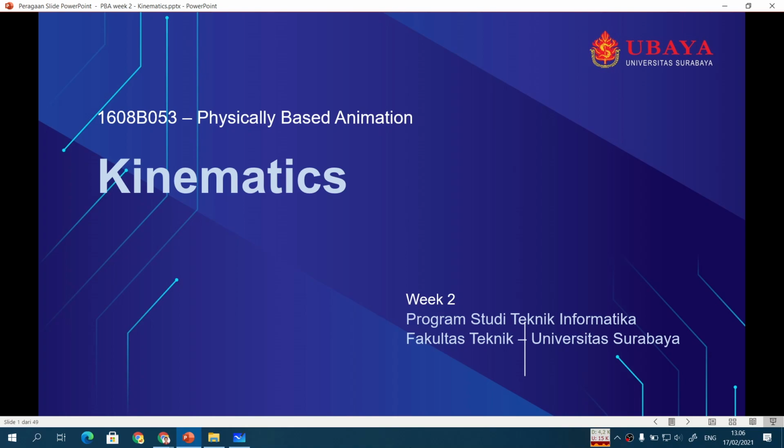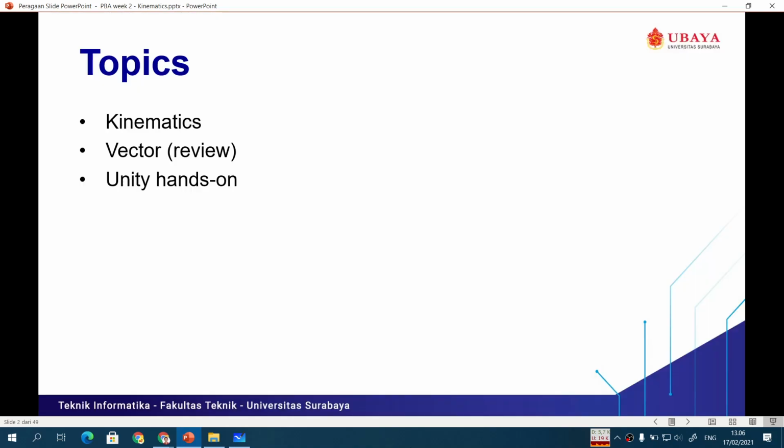Okay, so for today, we will talk about kinematics. This is part one of the second part, part two of kinematics. Today we will talk only about the GLB, if you remember from your high school physics class. We will talk about kinematics, then review a little bit about vectors, and for the last part, it's a Unity hands-on.